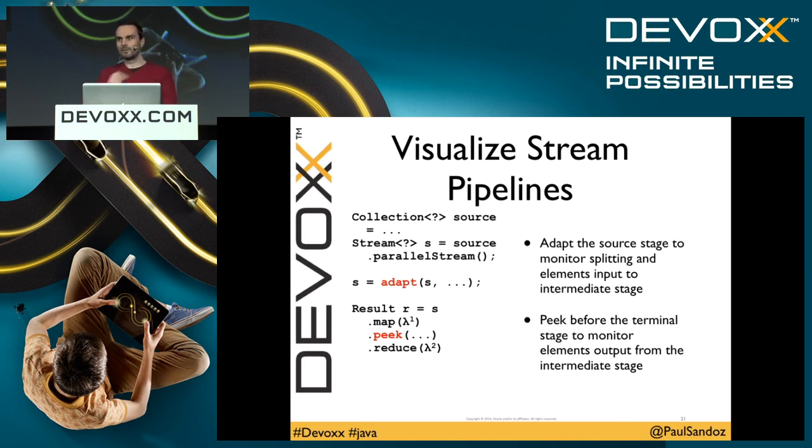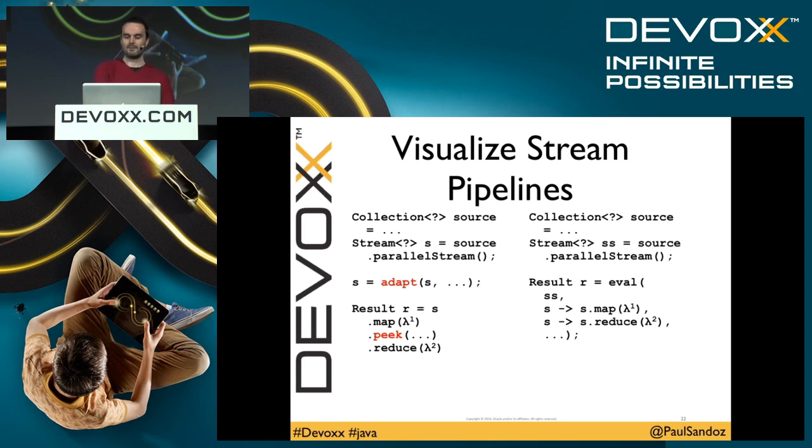peek at the elements coming through and correlate them between the two. So we have the source, the adapt, and the peek. So we can peek before the terminal to monitor the elements, output between the source and the intermediate stage. So we can have a source from a list, a map filter as the intermediate stage, and then we can have a sum as the output.